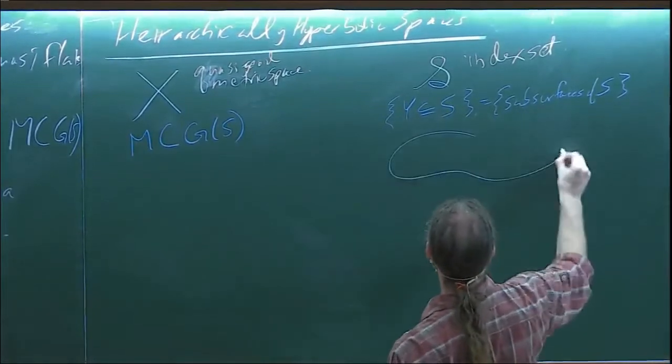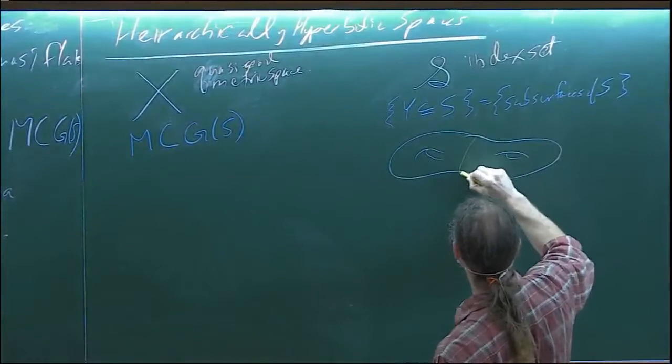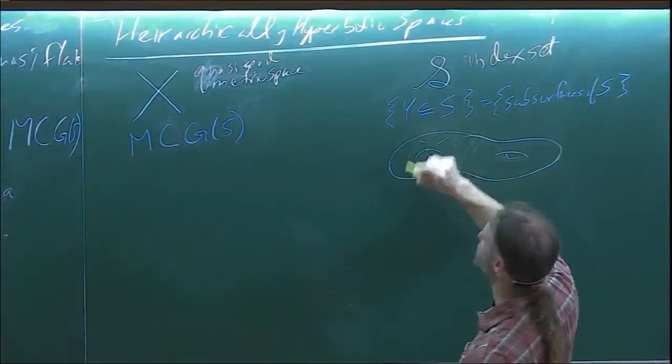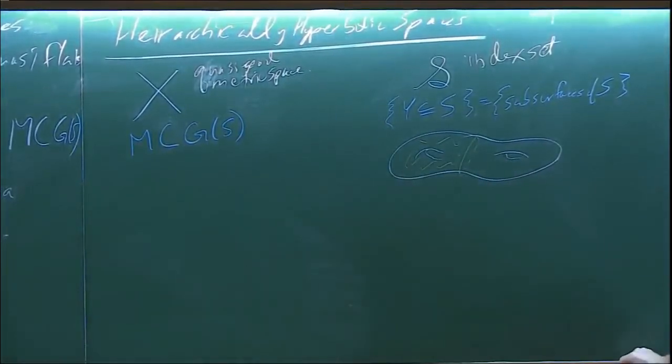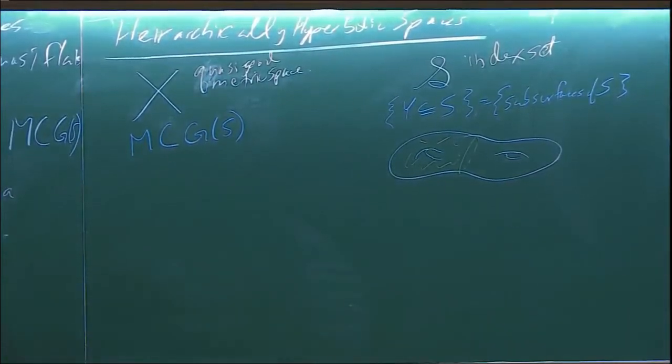Sure. So here's a surface, just a pi1-injective subsurface. It can have boundary. Yeah, that's right. It has to have boundary, otherwise there will be nothing. So a pi1-injective, the homotopy class of this pi1-injective subsurface.